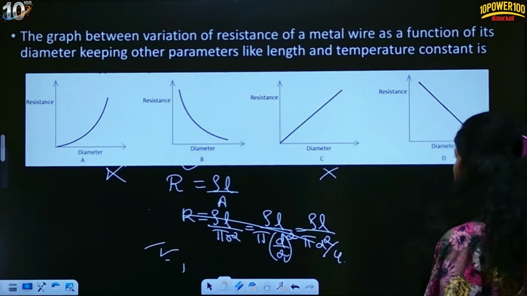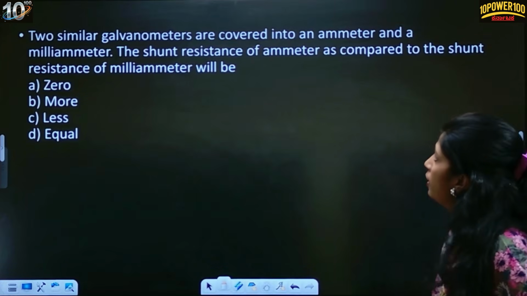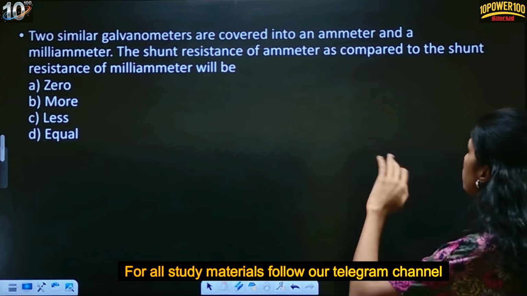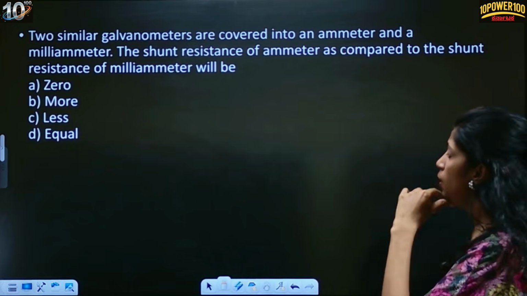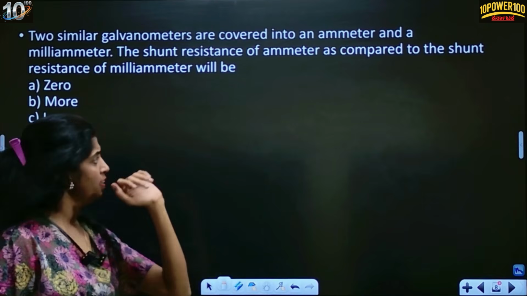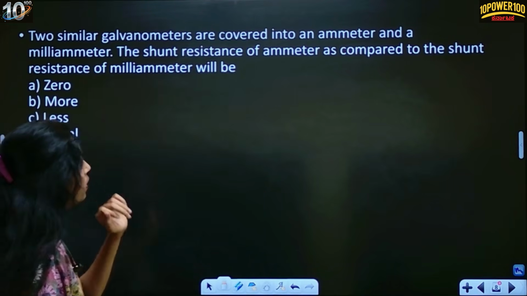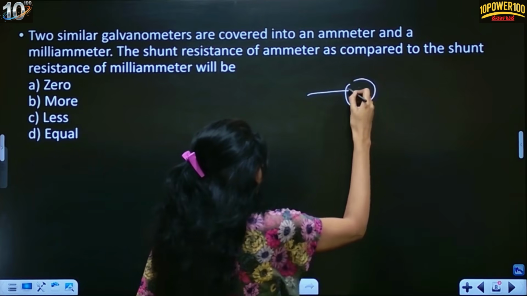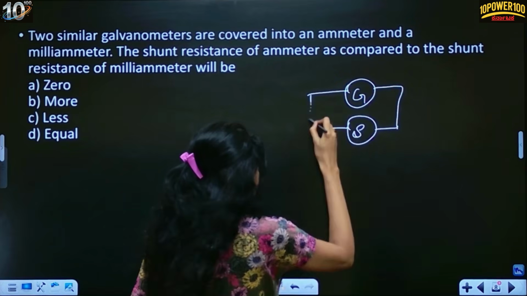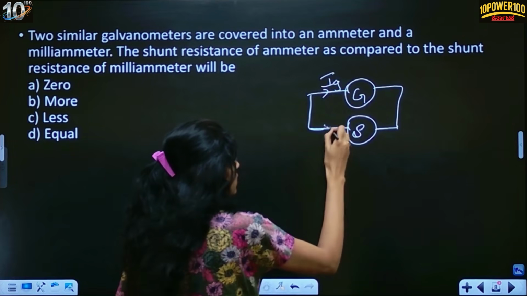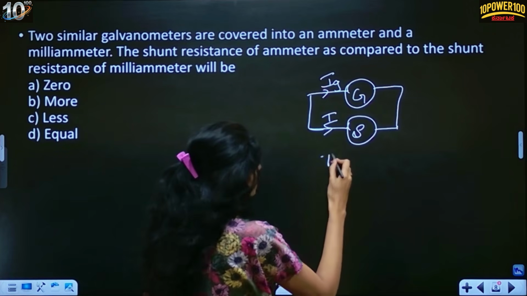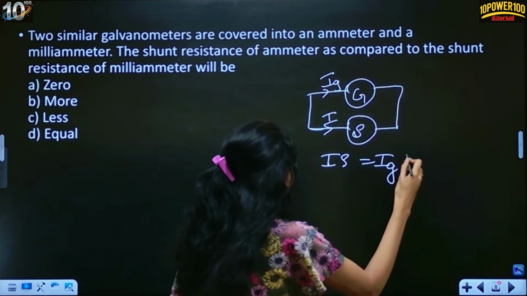Next. Two similar galvanometers are converted to an ammeter and a milliammeter. Compare the shunt resistance of the ammeter to the shunt resistance of the milliammeter. You have learned this in grade 12. A galvanometer converted to an ammeter is connected in parallel with a shunt. The current through the galvanometer is Ig and the total current is I. The voltage across the parallel combination is constant, therefore I into S equals Ig into G.